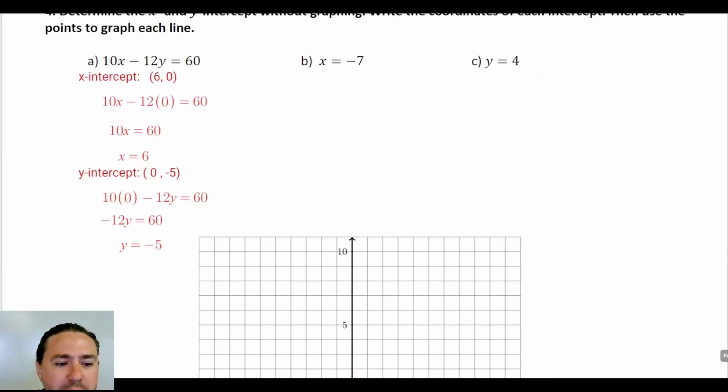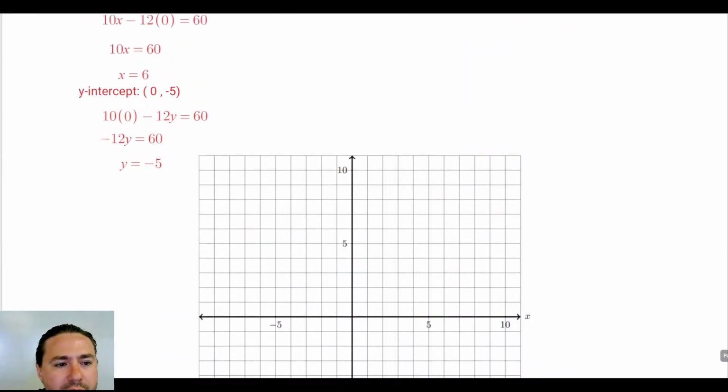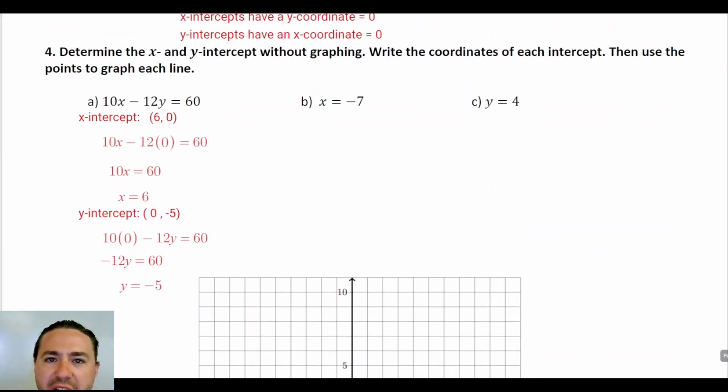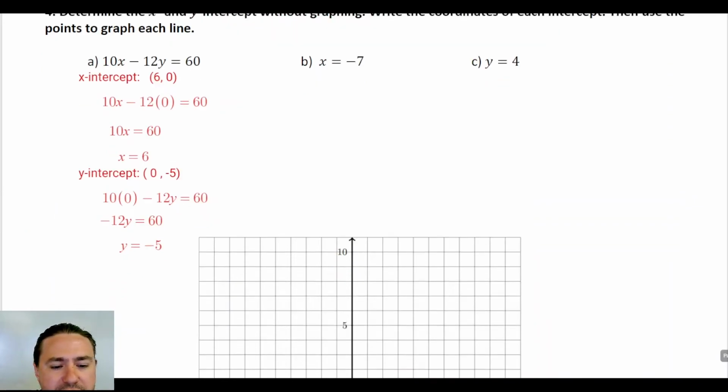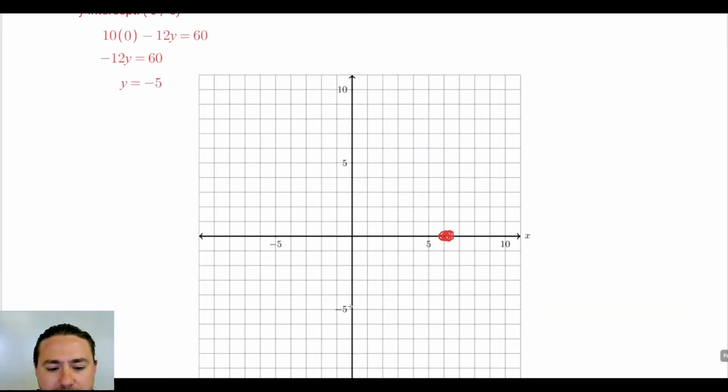With these intercepts, we can actually graph the function without having to put it into y equals mx plus b form or anything like that. We'll start with the x-intercept, which is at 6, 0, so that's going to be right here. I'm trying to do a little dot here. And then the y-intercept's at negative 5. Once you have those 2 points, you could just play connect the dots and draw your line.